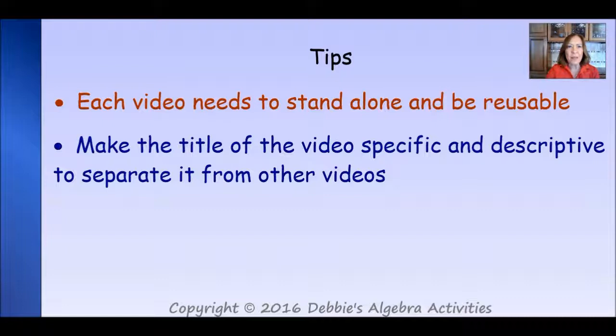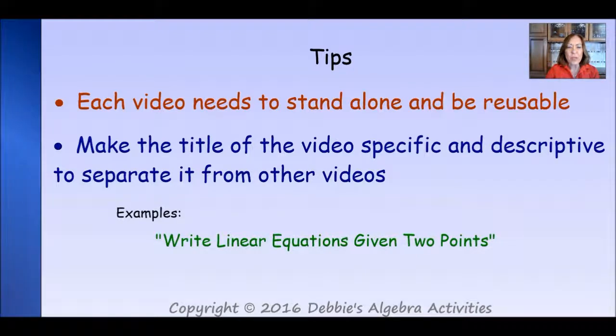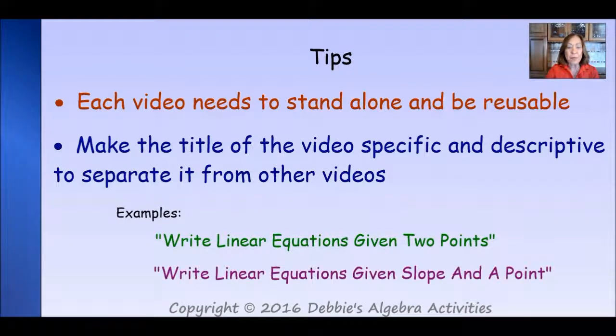Make the title of the video specific and descriptive to separate it from other videos. For example, write linear equations given 2 points. A different video, write linear equations given slope and a point.